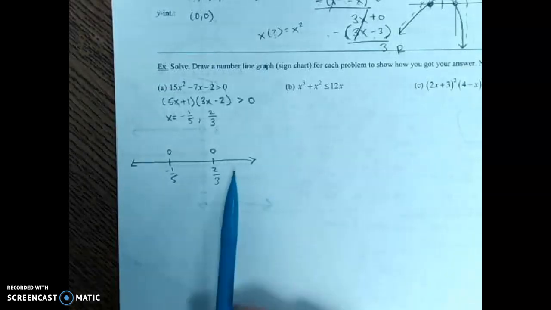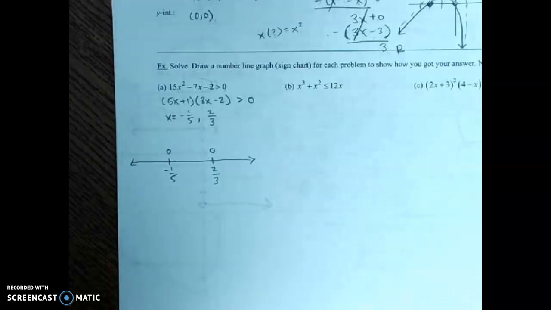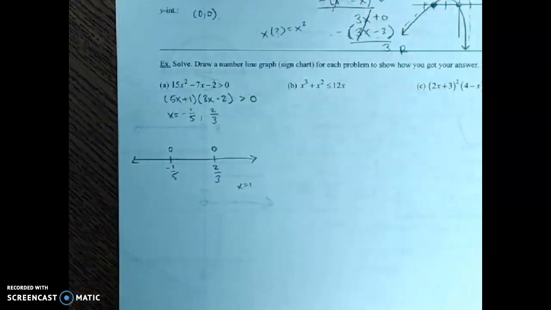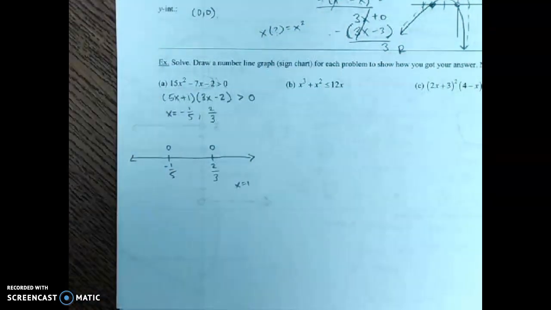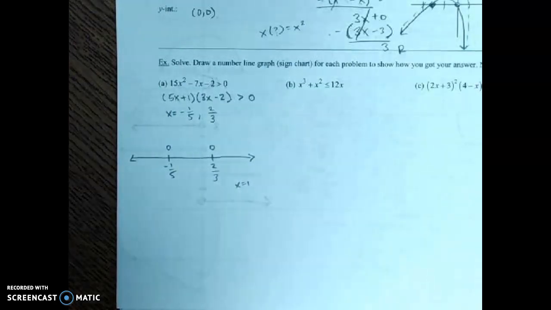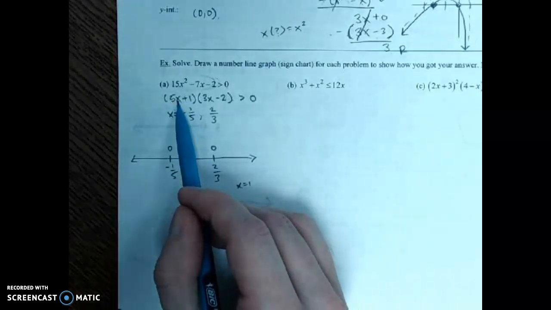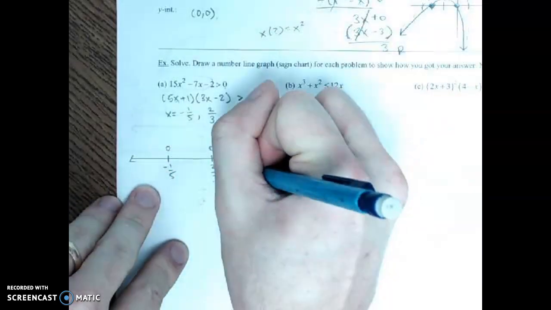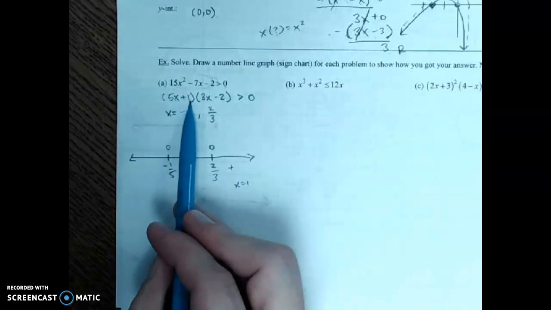I need a test point that represents this rightmost interval. 1 would be a pretty good test point. So let's try x equals 1. You could plug it in to the non-factored version, but I think it's a little bit easier to use the factored version. So let's think about it. If I plugged in 1, 5 times 1 would be 5. 5 plus 1 would be 6. I don't really care that it's a 6. All you need to know is that if I plugged in 1, this left chunk would be a positive number.